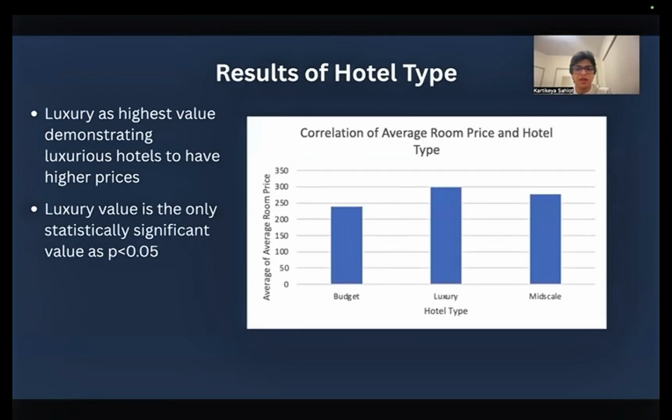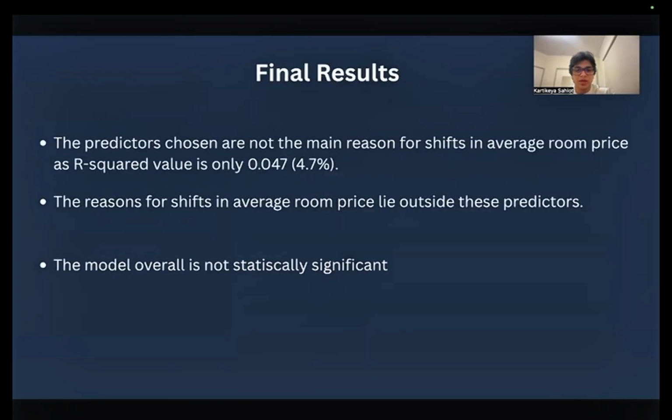Luxury properties naturally sit at the highest price point. Crucially, the luxury variable was the only predictor in our entire model to achieve statistical significance, with a p-value of 0.027. This analysis shows that the predictors we chose are not the main reasons for shifts in average room prices.